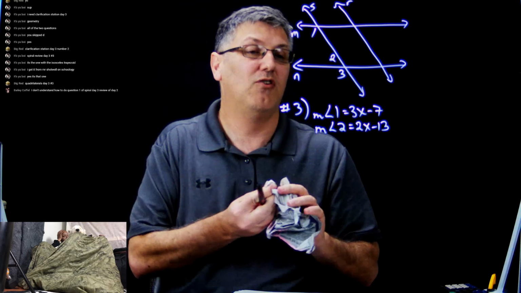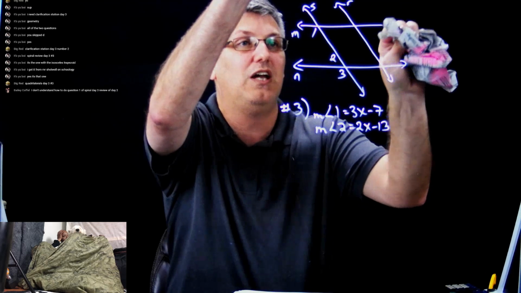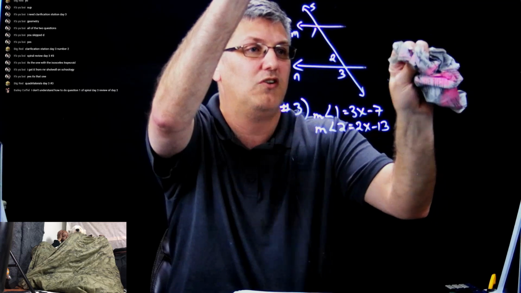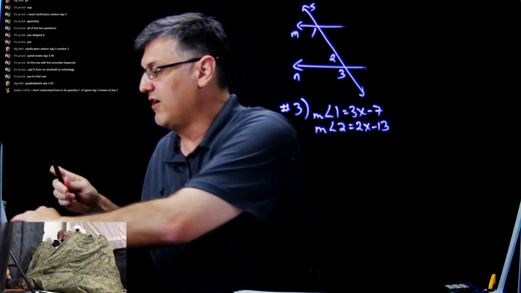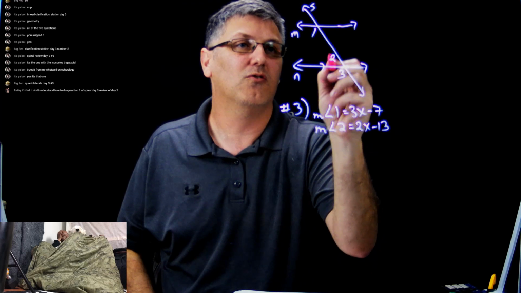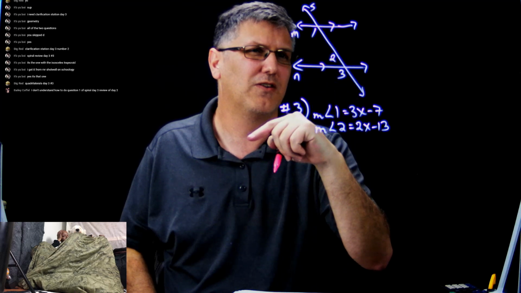What I would actually have you guys do is put your hand over it or just erase what you don't need. You don't need any of this stuff right here. You don't need that. We just simply have parallel lines cut by a transversal. Everything else is just there to confuse you. We want to know what value of x is going to make these parallel.